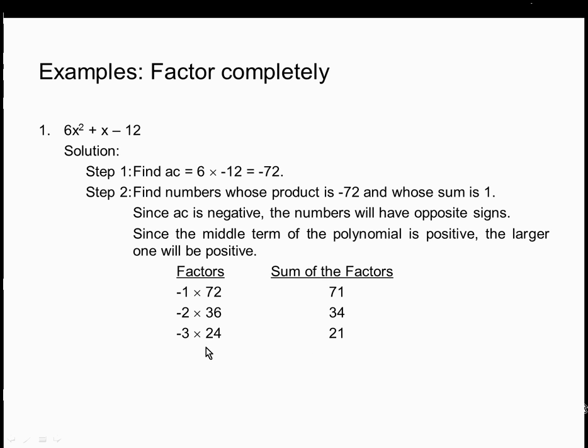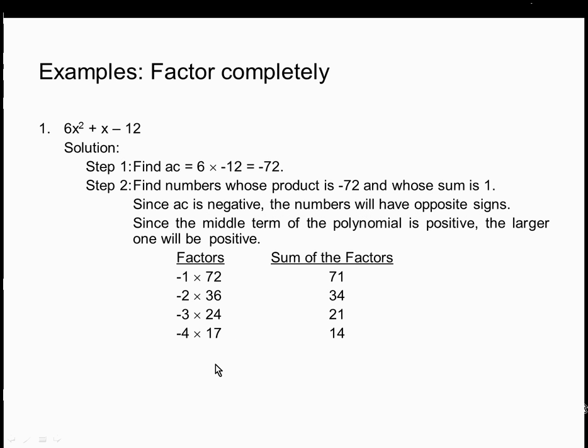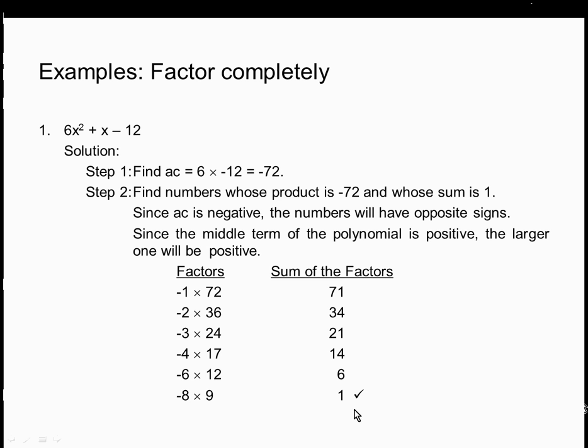Negative 3 times 24. Sum is 21. Now again, remember this always has to multiply to be negative 72. Negative 4 times 17. That gives me negative 72, but the sum is only 14. Negative 6 times 12. I'm getting closer. Negative 8 times 9. Yay, that worked. It added up to be 1.